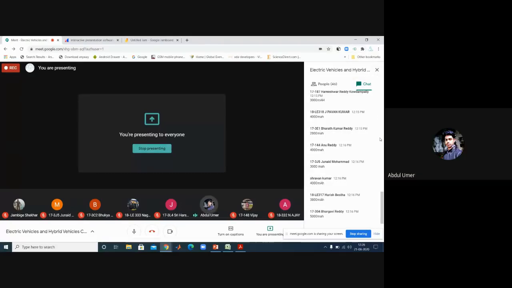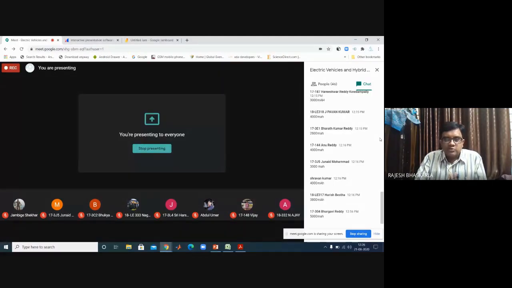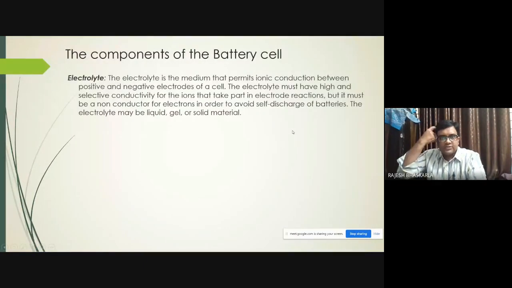When the battery is in use. No. Self-discharge means when the battery is not in use, when the battery is open circuited, then also discharge happens. So here what this means is when the battery is not being used, it should not discharge. That means the electrolyte must act as a non-conductor when the battery is not in use; then self-discharge will not happen.